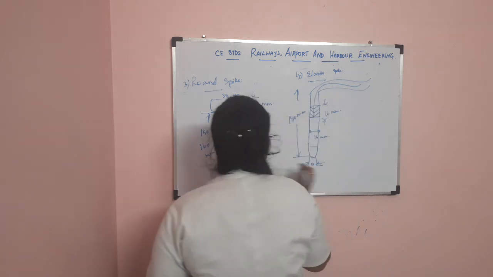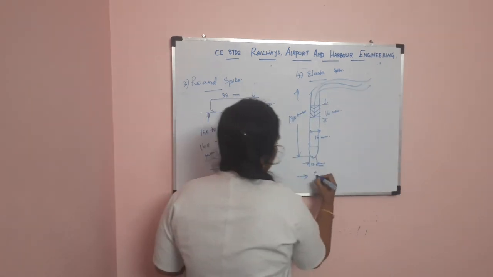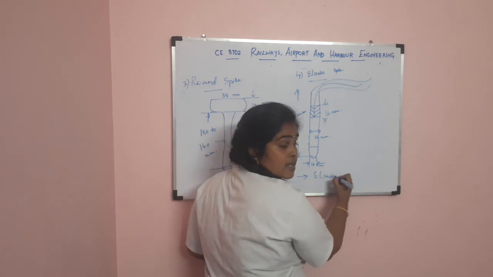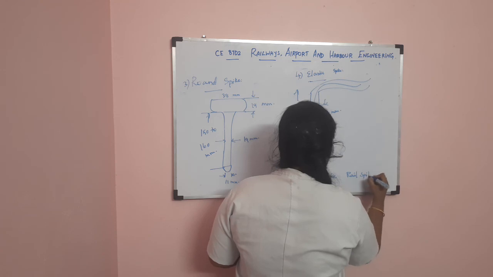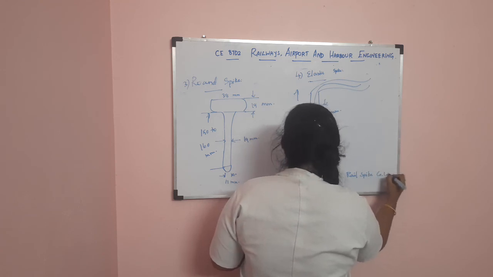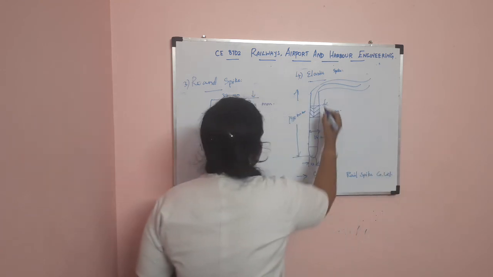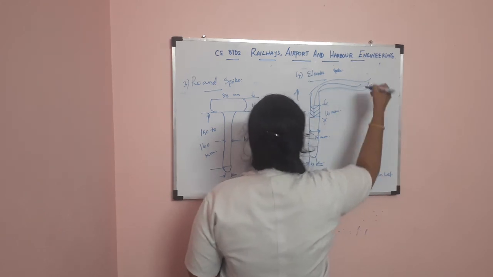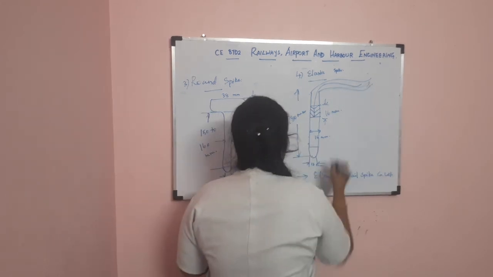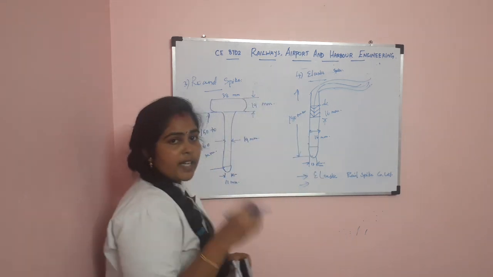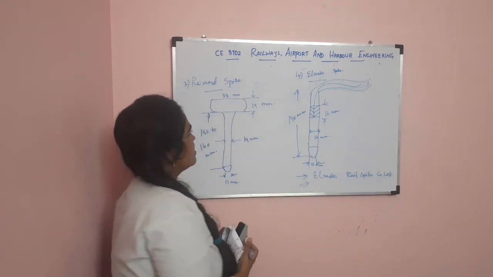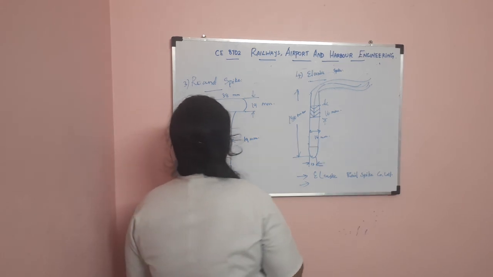So this is made by the company Elastic Rail Spike Co Limited. It has the steel spring. So this elastic spike gives better grip while connecting to the sleepers. This is about elastic spike.